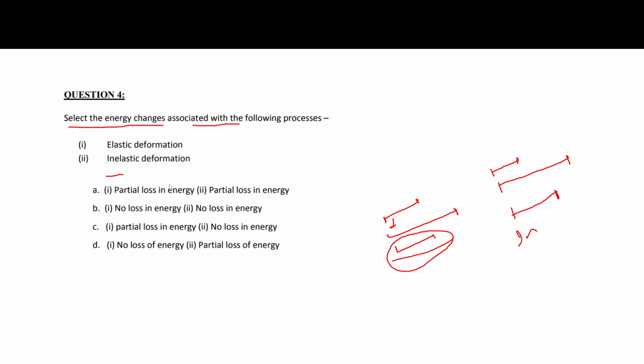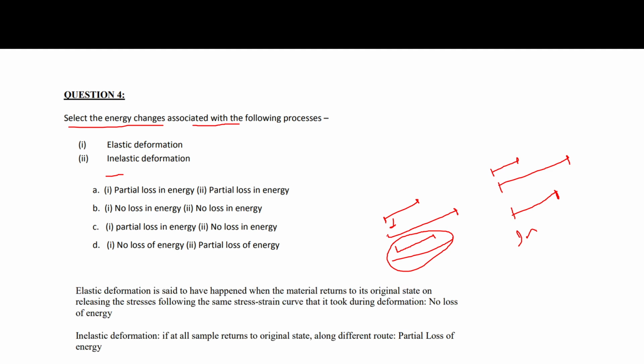So in elastic deformation, there is no loss in energy, but in inelastic deformation, you lose partial energy. So this will be the right answer, D: there will be no loss of energy in elastic deformation and partial loss of energy in inelastic deformation. In elastic deformation, the material returns to its original state, following the same stress-strain curve on release of the stress as during the deformation, so no loss of energy. But in inelastic deformation, it does not come back to its original state, so you are losing some partial energy here.